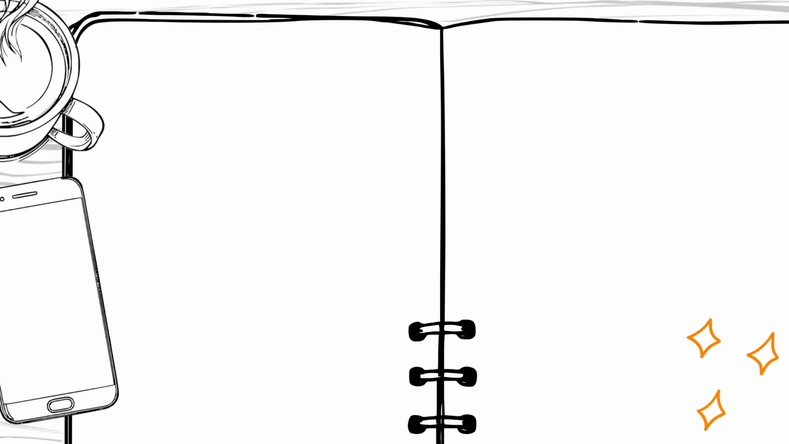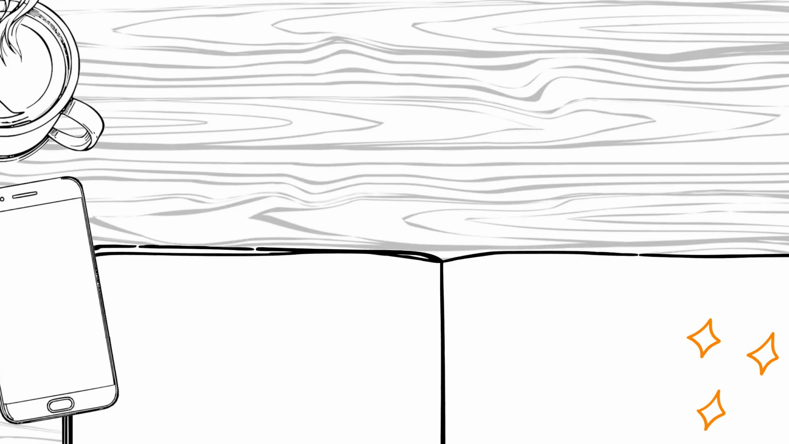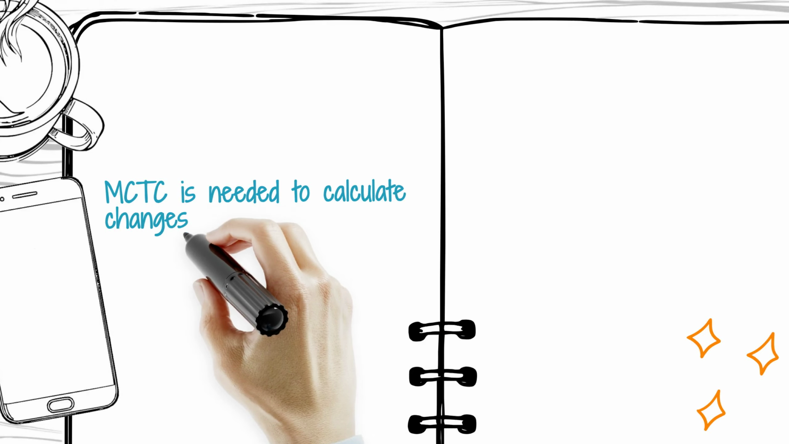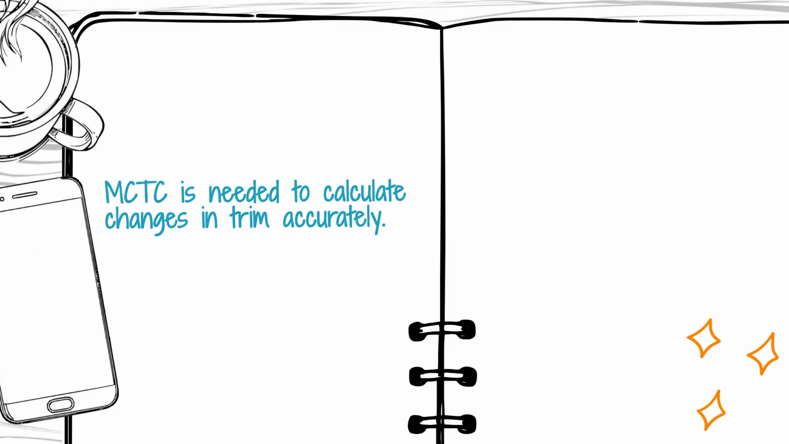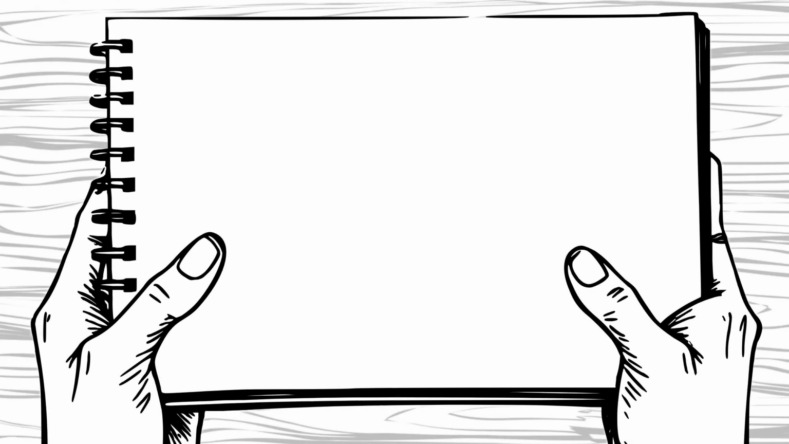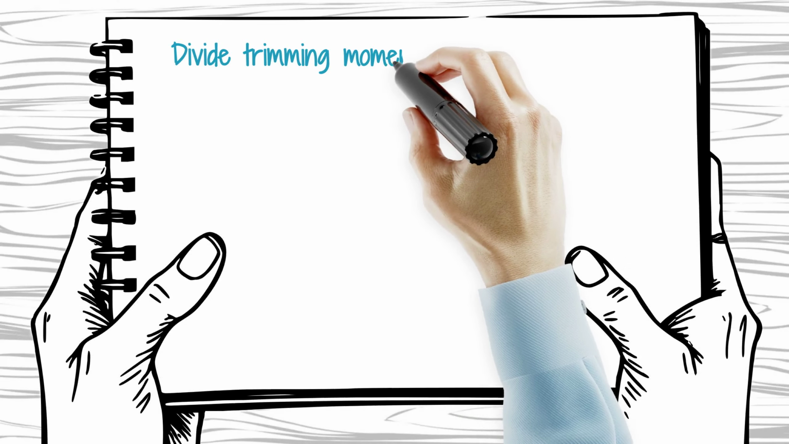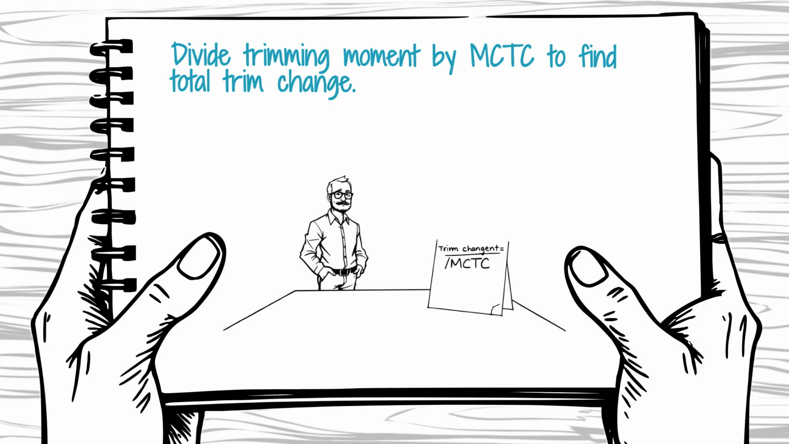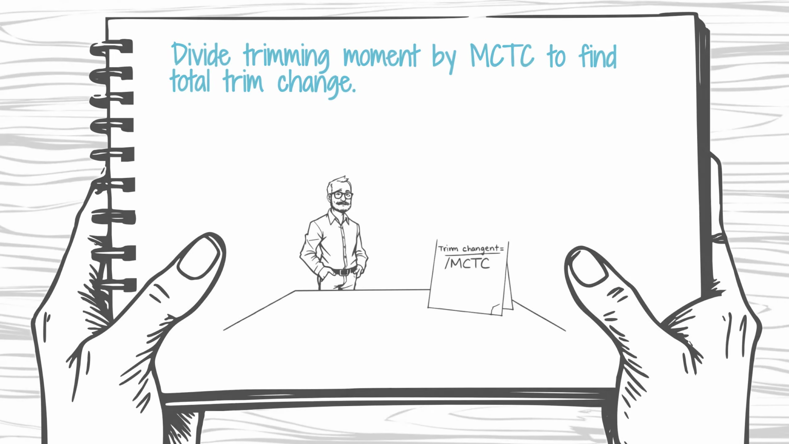To calculate the resulting change in trim, naval architects use a critical hydrostatic property called the moment to change trim by 1 centimeter, MCTC. The MCTC is the trimming moment in ton meters required to change the ship's trim by exactly 1 centimeter. It's calculated for the current draft and is found in the ship's hydrostatic tables. The formula for the total change in trim is the trimming moment divided by the MCTC.